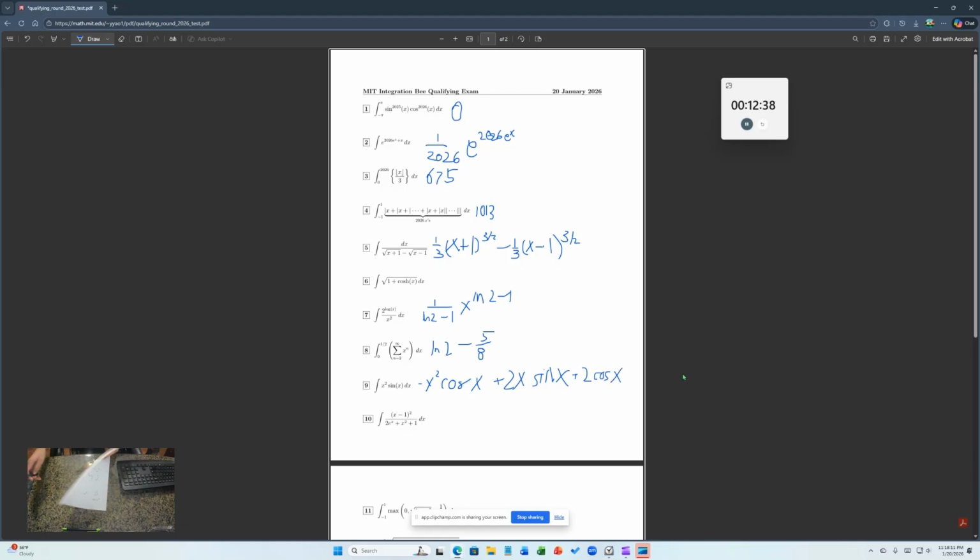All right, problem number 10. Wait, I need another sheet of paper. Okay. And this is just a random sheet of paper I'm using, by the way.